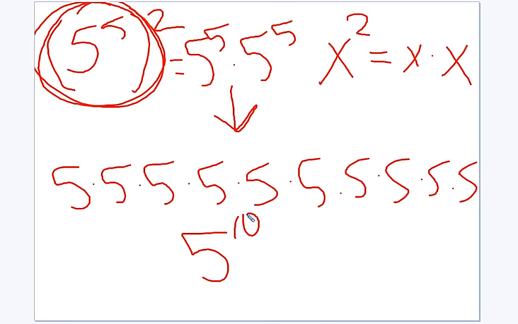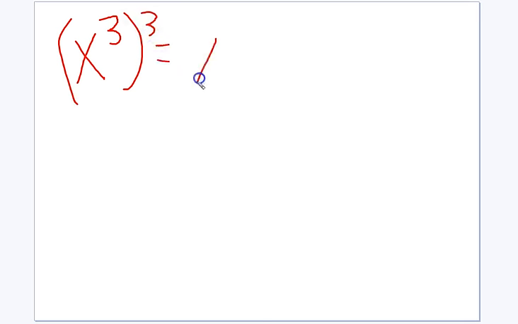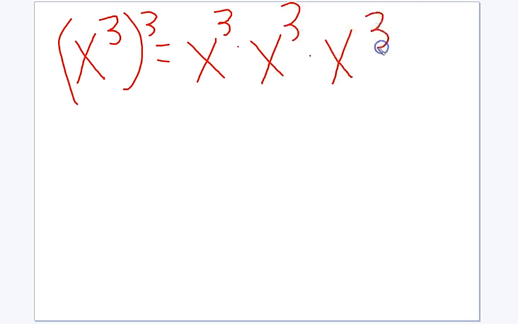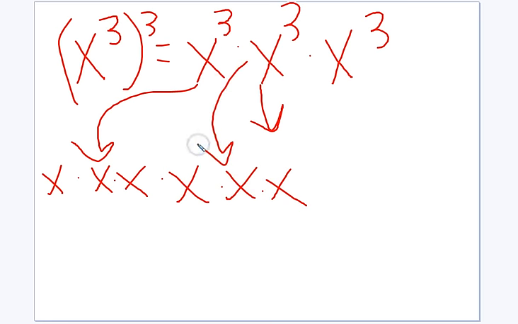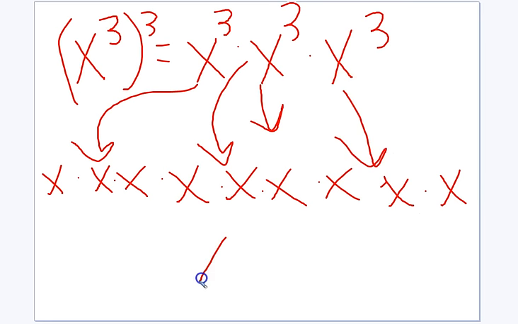Okay. The same works, again, with variables. So if I had, for example, x to the third, and then we took that to the third power. What I want is x to the third times x to the third times x to the third. And then we break that all down. X times x times x, that's this one, times x times x times x, that's this one, times x times x times x, that's this one. We've done that a total of 9 times.